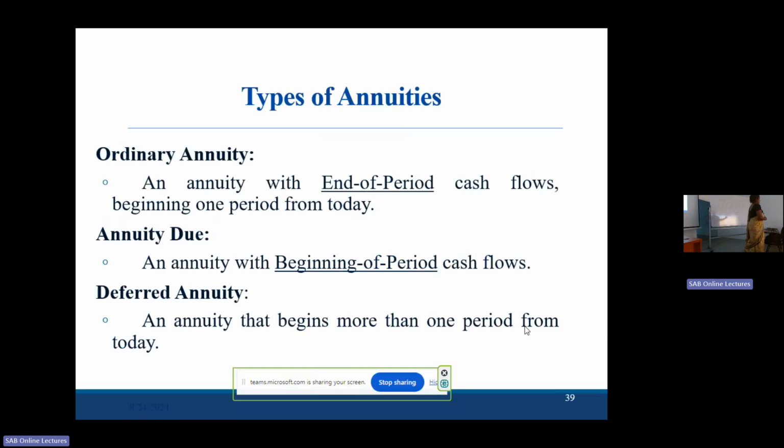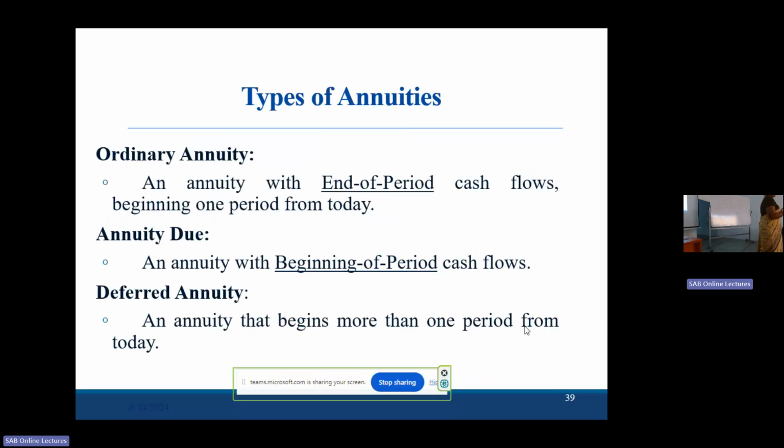The last type of annuity is the perpetuity. Perpetuity means it is an annuity for forever. It's an annuity with no end. Can I have an example for that? The annuity goes forever, for an indefinite period.